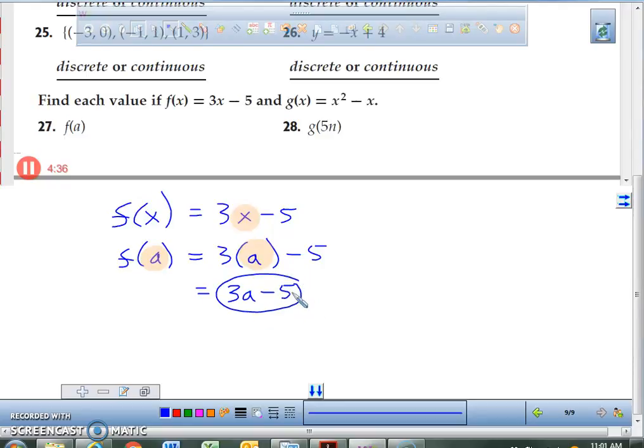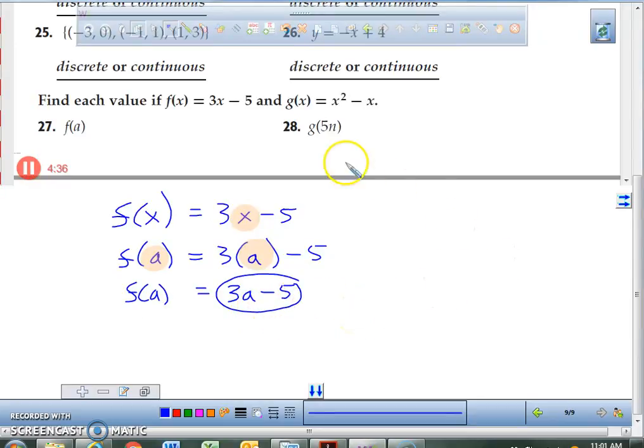Now, if you're asked to put a number in, then plug in a number. If you're asked to put a letter in, then plug in a letter. So your answer for number 27, what is f of a? f of a is equal to 3a minus 5.